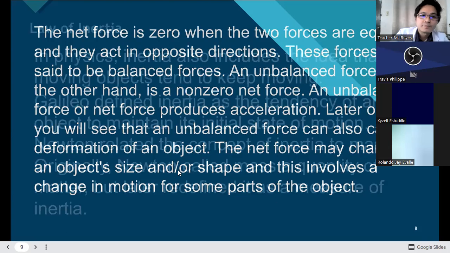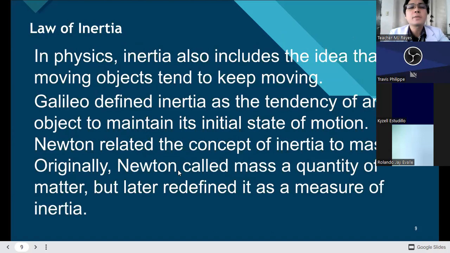Let's move forward. The first law of motion by Newton is the law of inertia. Okay, in physics, inertia also includes the idea that moving objects tend to keep moving. That's inertia. That the moving object tends to keep moving unless there is a force acting on it. Galileo defined inertia as a tendency of an object to maintain its initial state of motion. Newton related the concept of inertia to mass. Originally, Newton called mass a quantity of matter, but later defined it as a measure of inertia.